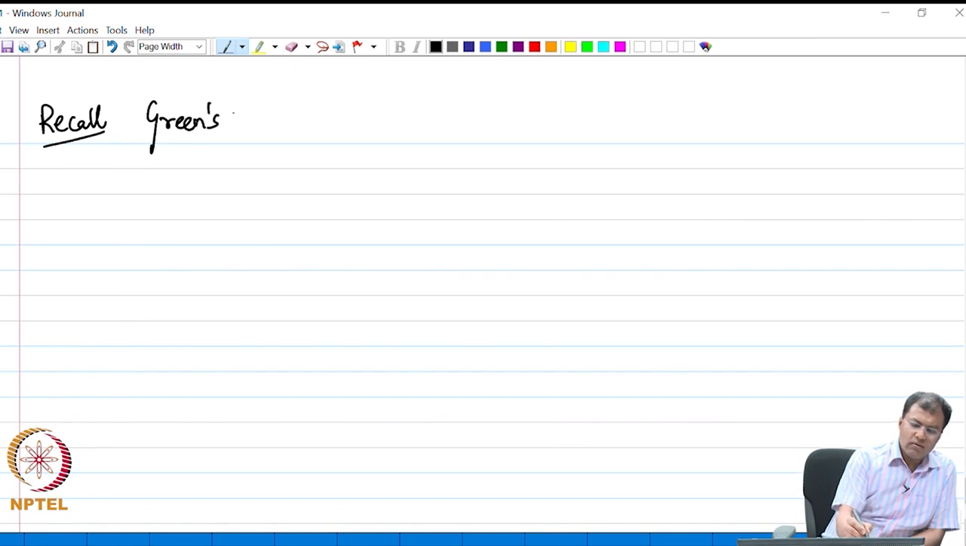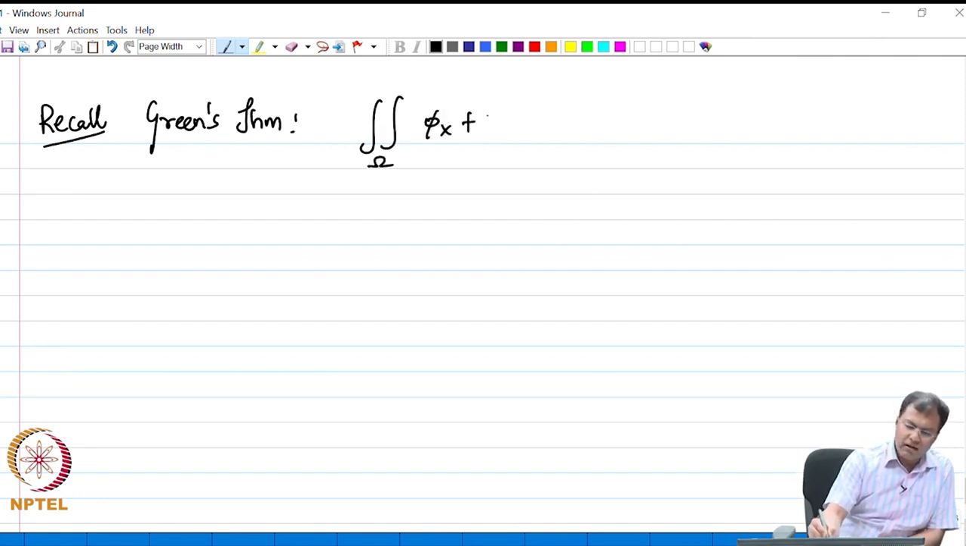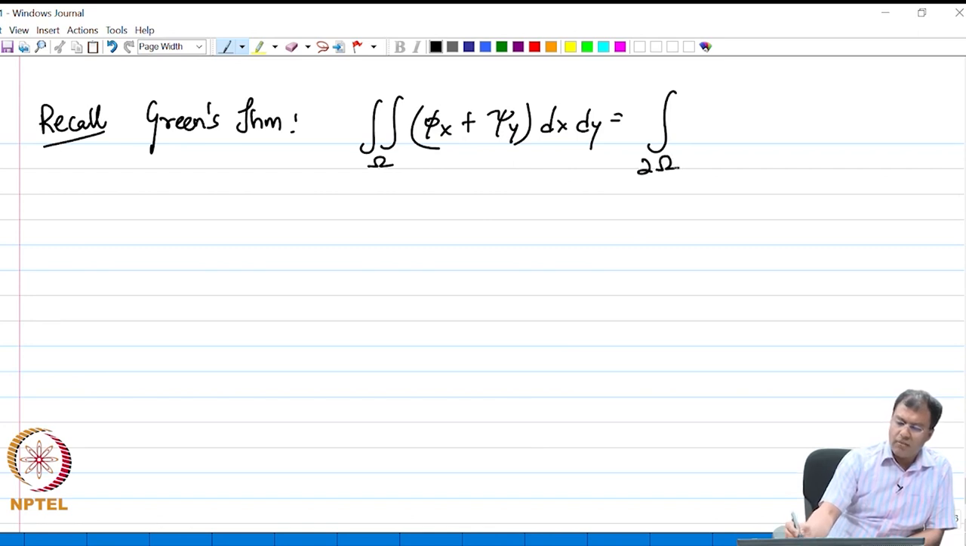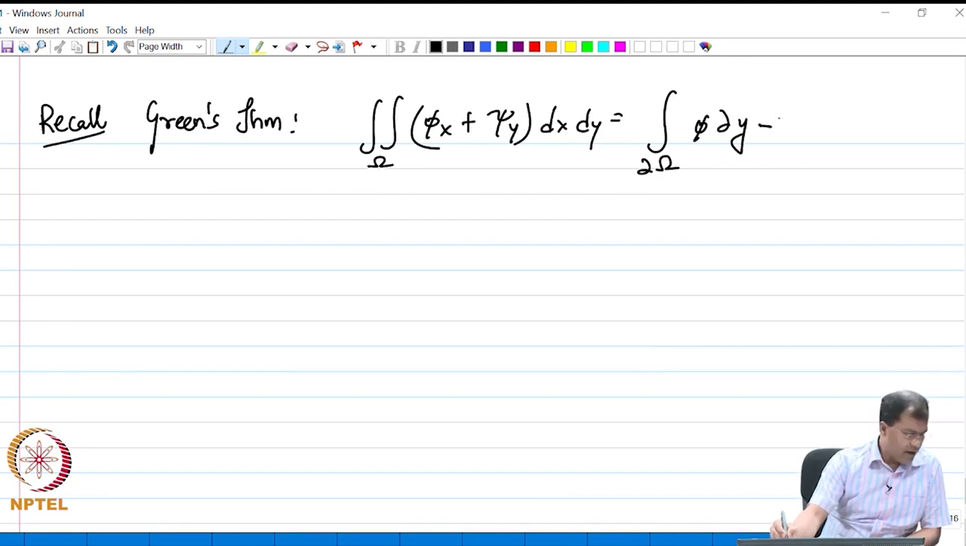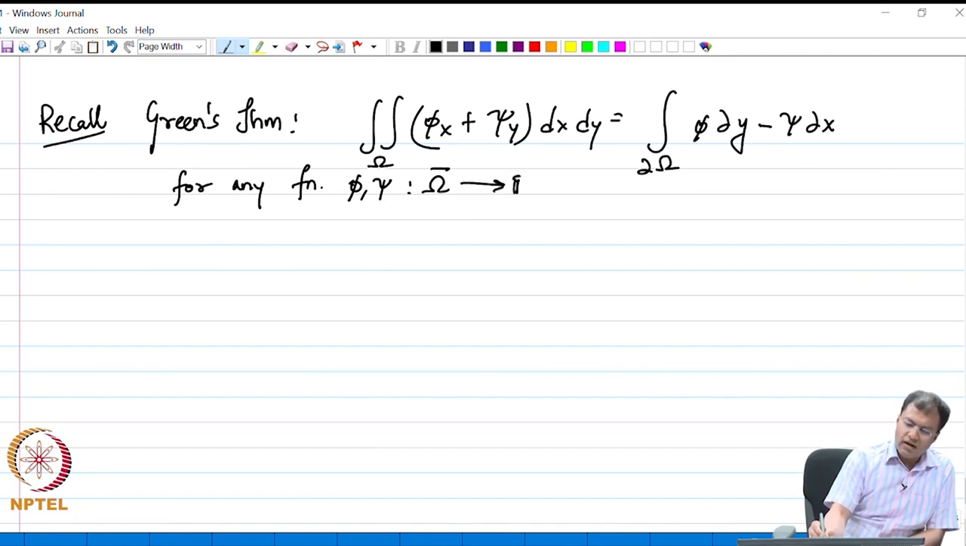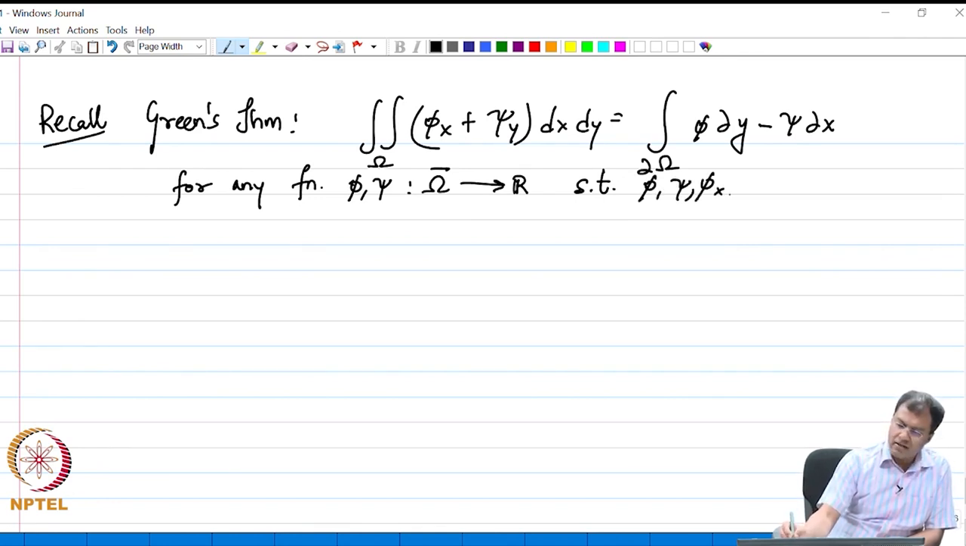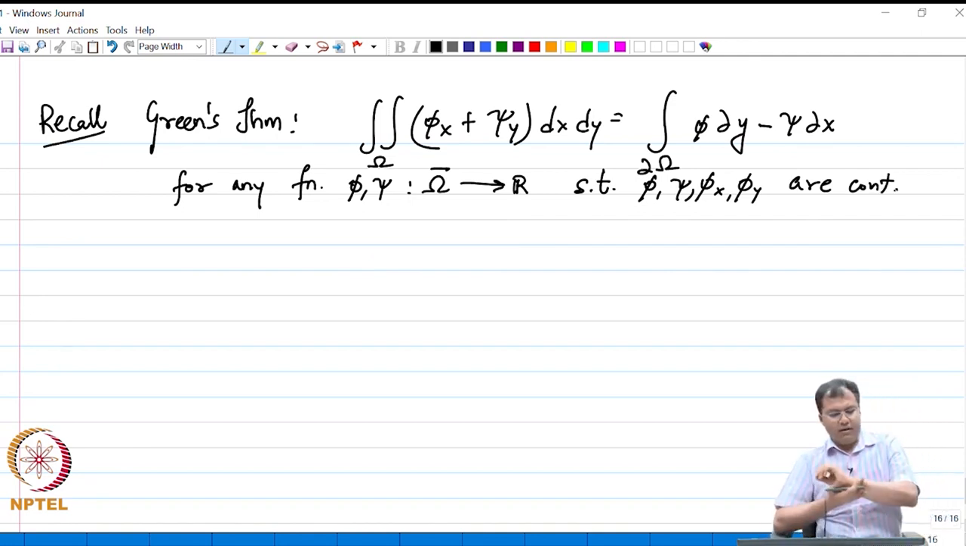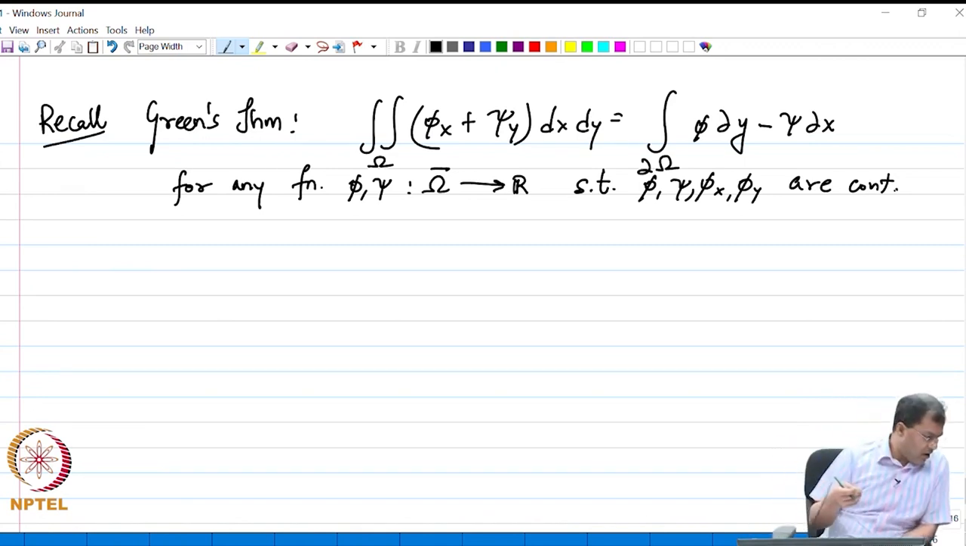Recall Green's theorem in 2D. We see that Green's theorem says that the double integral of phi x plus psi y dx dy is also equal to the line integral over the boundary of omega of phi dy minus psi dx, right? For any functions phi and psi from omega bar to R such that phi, psi, phi x, phi y are all continuous, right? So such that these are all continuous.